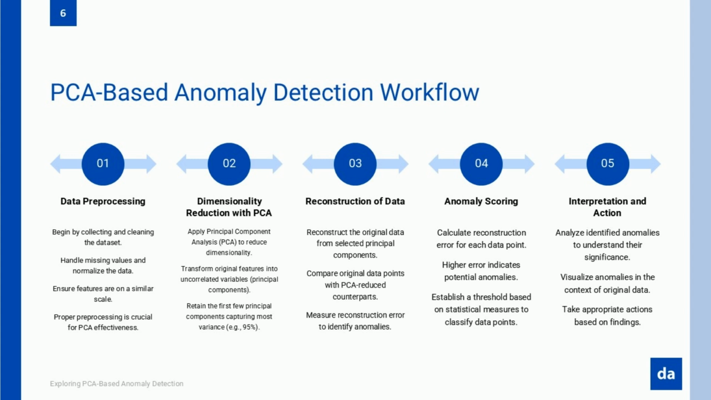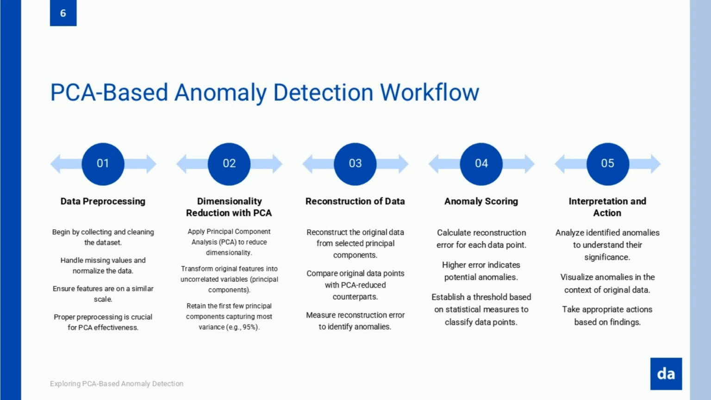Now that we understand the different types of anomalies, let's put everything together and walk through the step-by-step process of detecting anomalies using PCA. This workflow is crucial because anomaly detection isn't just about running a model, it's about preparing the data properly, reducing its complexity, and applying the right methods to identify unusual patterns. A well-structured workflow ensures that anomalies aren't just detected, but also correctly interpreted and acted upon.